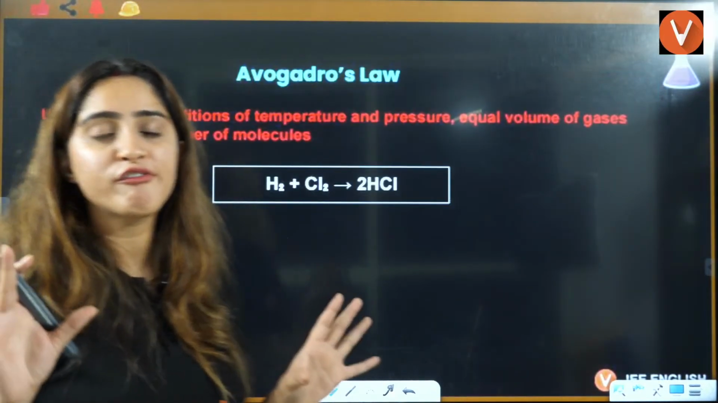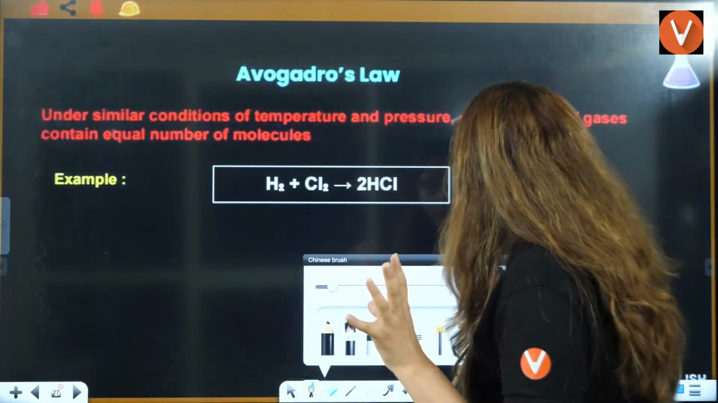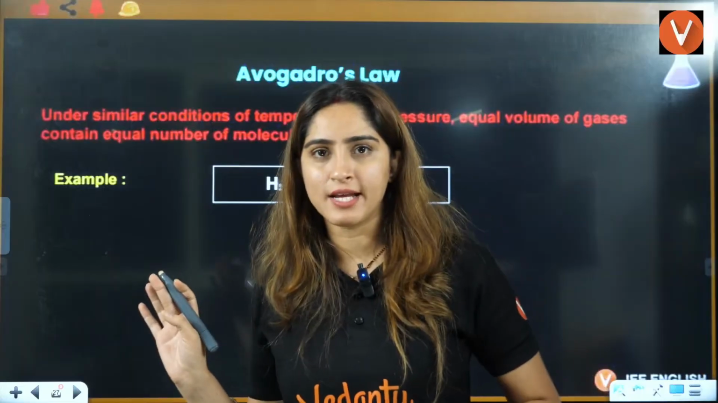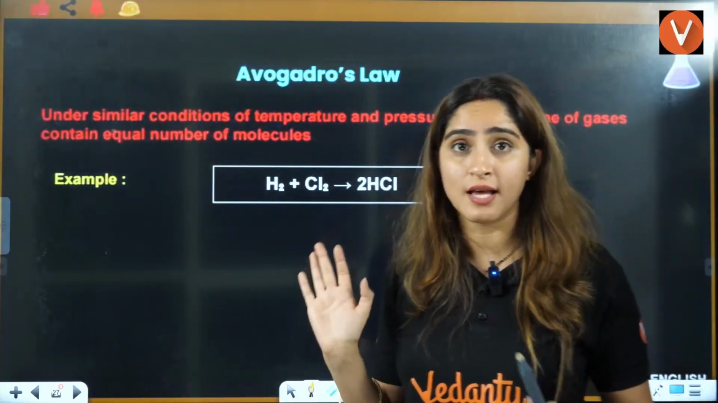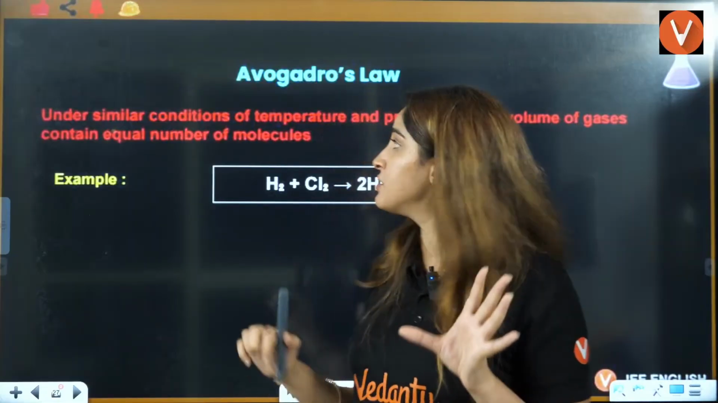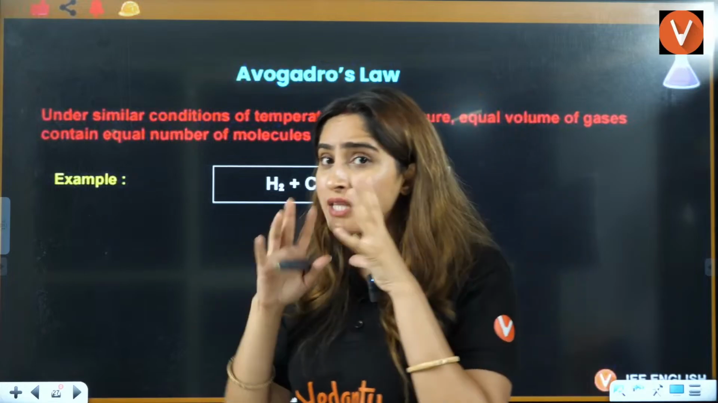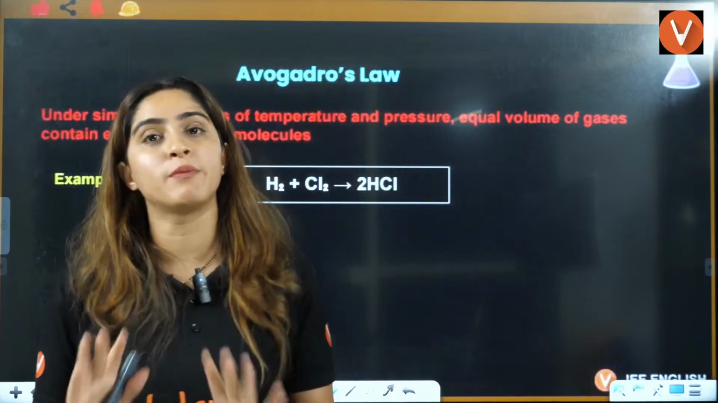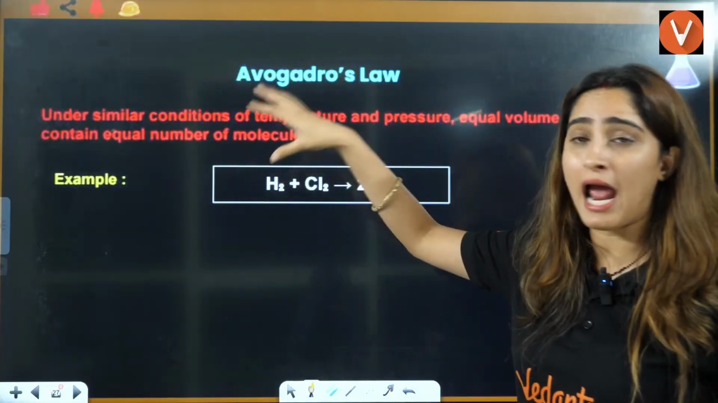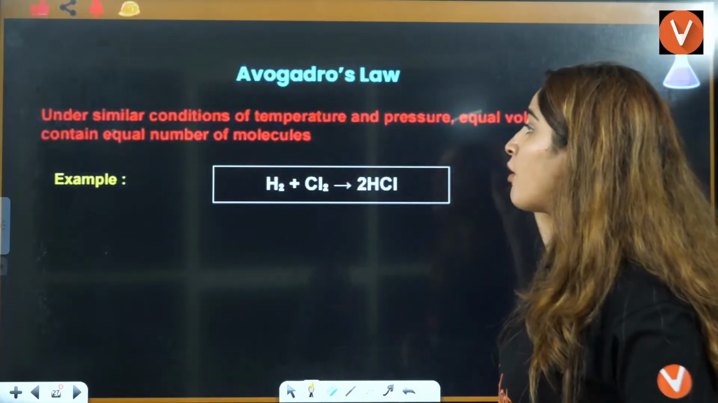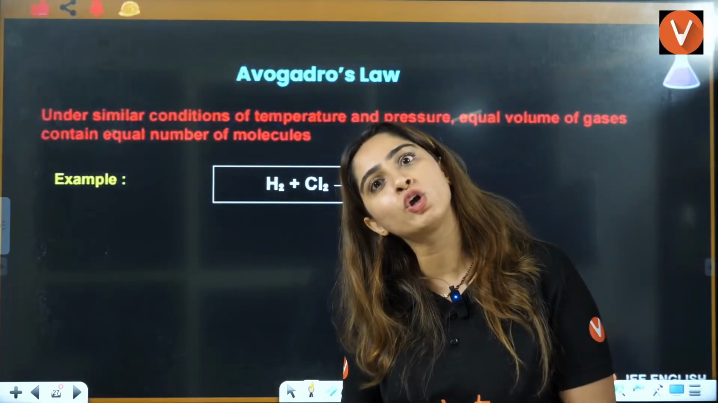Next is the fifth law, that is Avogadro's law. Avogadro's law, very interesting, right? He said that under similar conditions, that means if you have the same conditions of temperature and pressure, in Gay-Lussac's and Avogadro's, they are talking about same temperature and pressure. Avogadro states that if you have same temperature and pressure, equal volume of gases contain equal number of molecules. What do you mean by that?